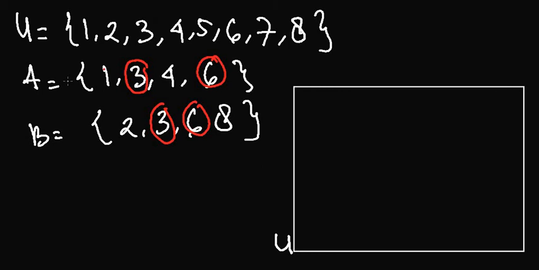So it means 3 belongs to A and 3 also belongs to B. 6 belongs to A, and then 6 also belongs to B. How to write it down? How to make it in the Venn diagram? So we have this one for A. Let's make it red, and then let's make it green for B.